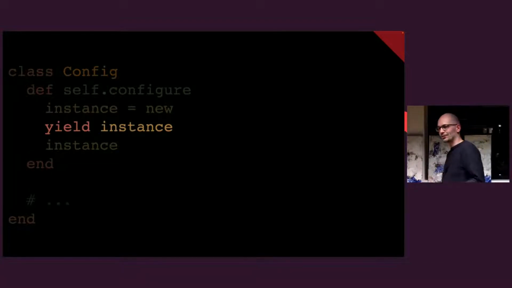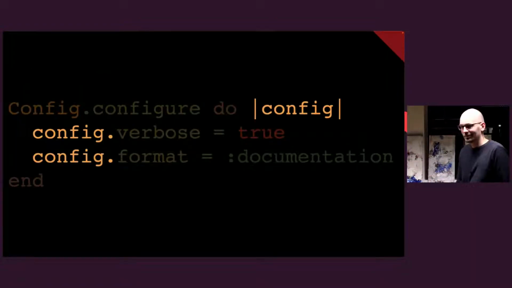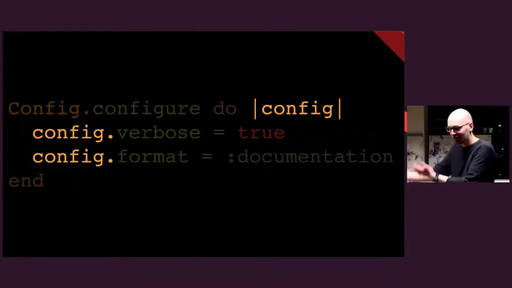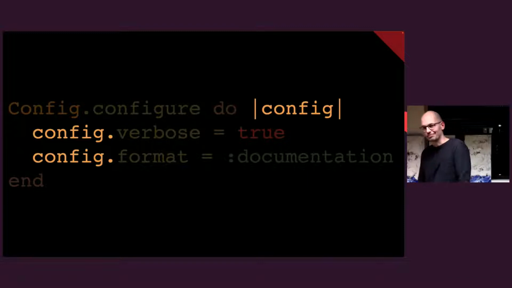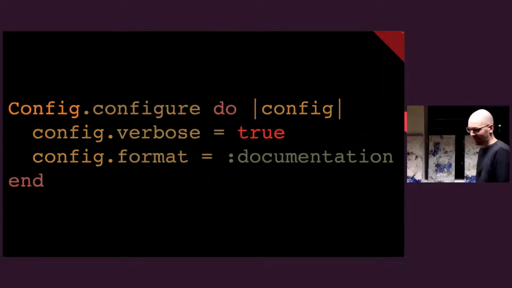And then I call yield. Yield will call the block, and I can give an argument to that block, which will be the config instance, which results into this block argument that I've specified. And then I can call these methods on that config object, and then everything works as before. So this is great. We have a nice DSL.